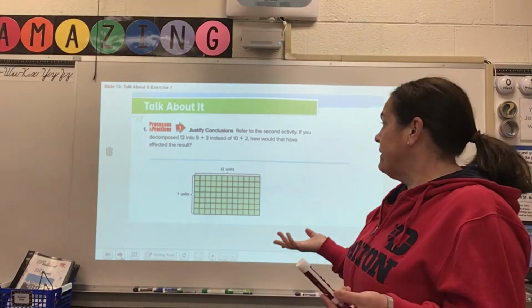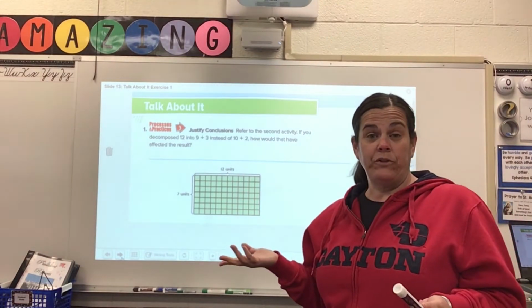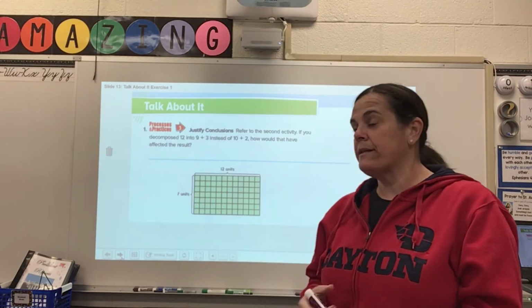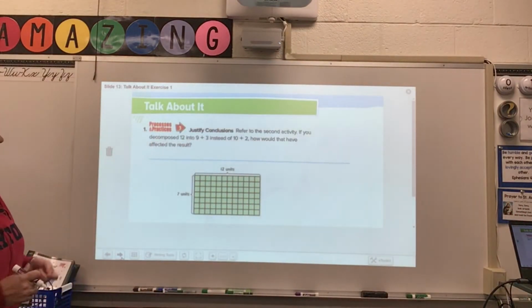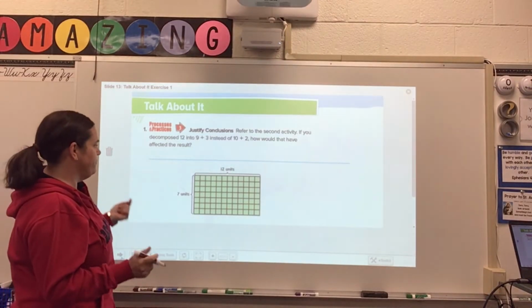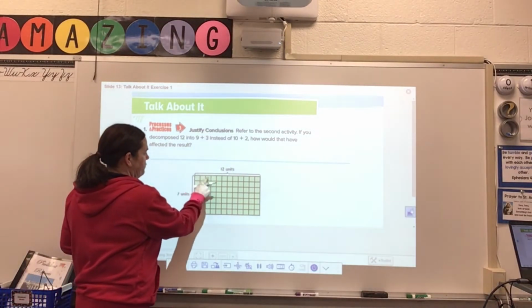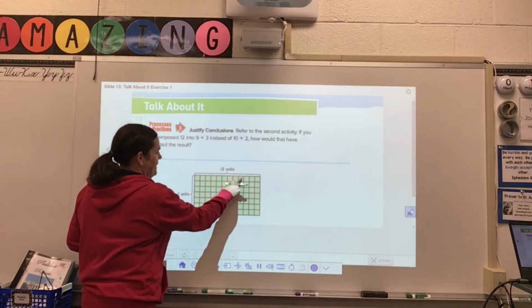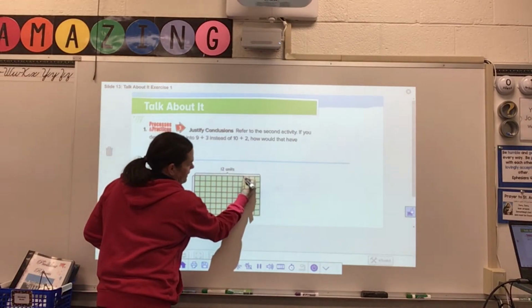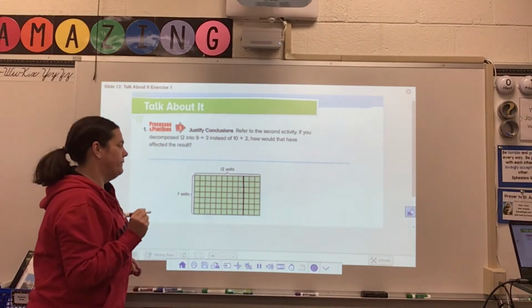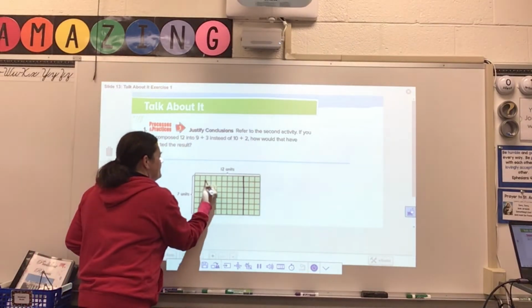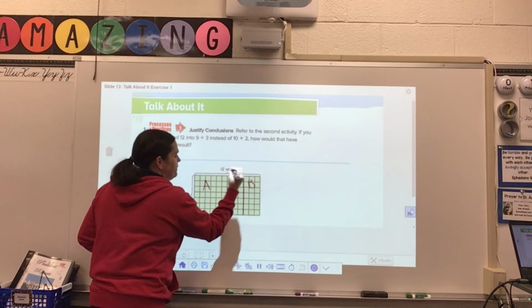Well, we decomposed that 12 into 10 and 2 to make things really easy for us. But let's try it this way. Instead of decomposing it 10 and 2, let's decompose it 9 and 3. So I'm going to count 1, 2, 3, 4, 5, 6, 7, 8, 9. I'm basically just shifting my line over 1. So now rectangle A is here and rectangle B is here.